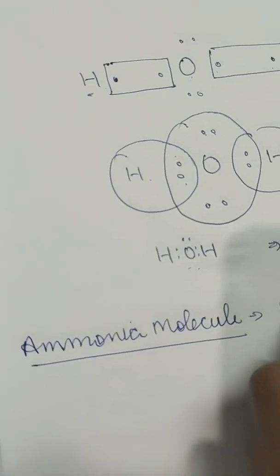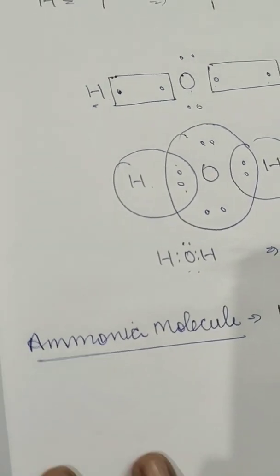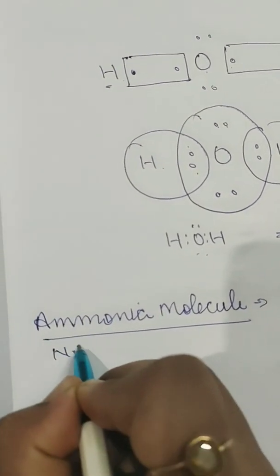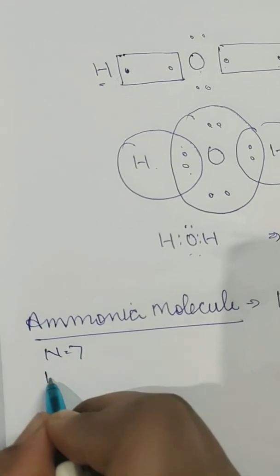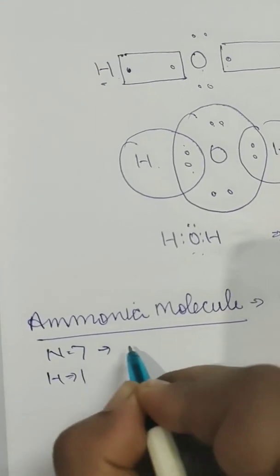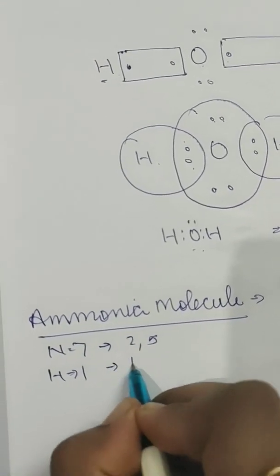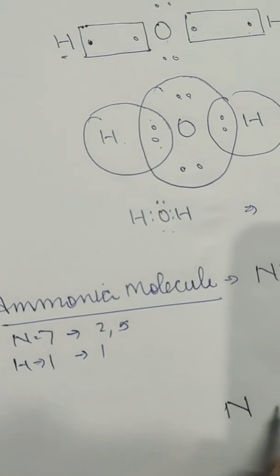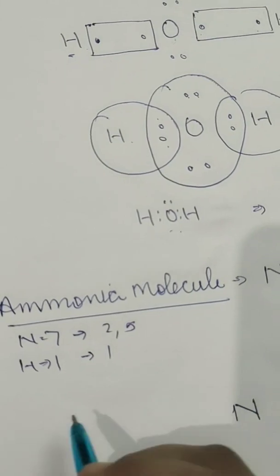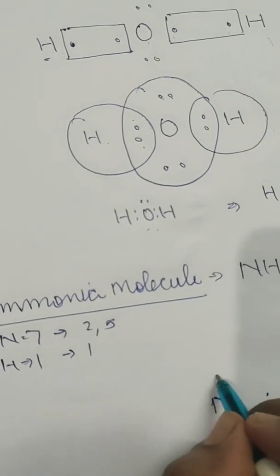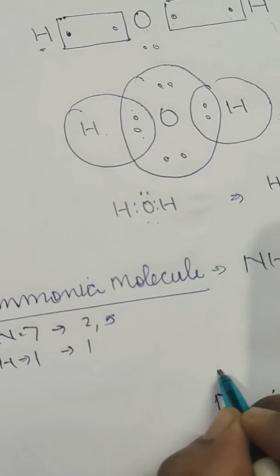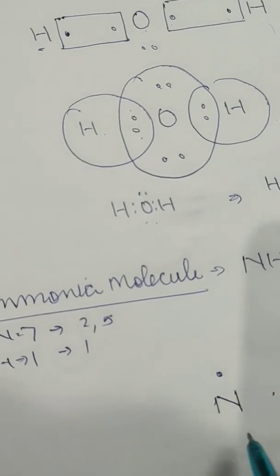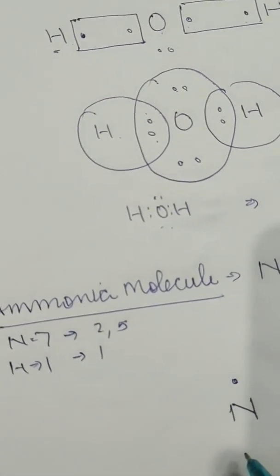So it is NH3. It's again very simple. Nitrogen has atomic number 7 and hydrogen has 1. It will be 2 and 5, and hydrogen will be only 1. So here there will be 1 nitrogen, sharing electrons with 3 hydrogen, because nitrogen has 5 electrons in its outermost shell.